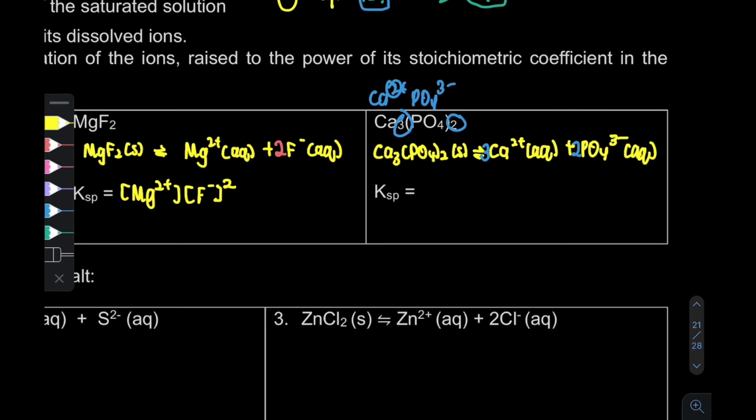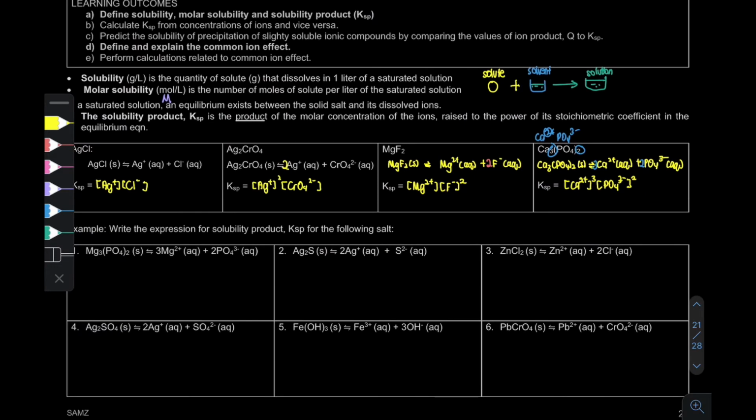So, how we gonna write it down? So, KSP adalah Ca2 plus to the power of 3, PO4 3 minus to the power of 2. Okay. So next you should try yourself. For example 1 until 6. Senang pula soalan ni. Okay, but then make sure all the equation is balanced. Then you should write your KSP.